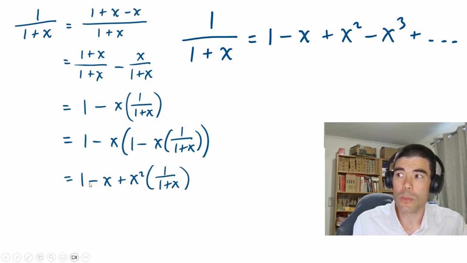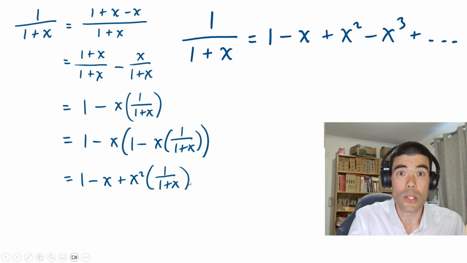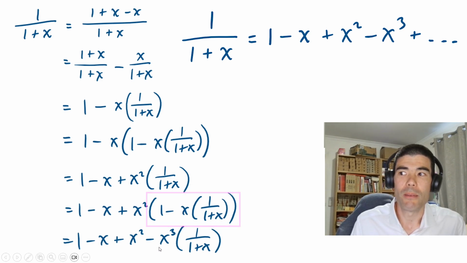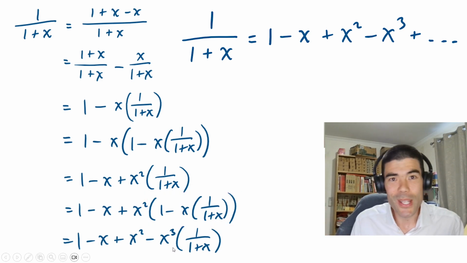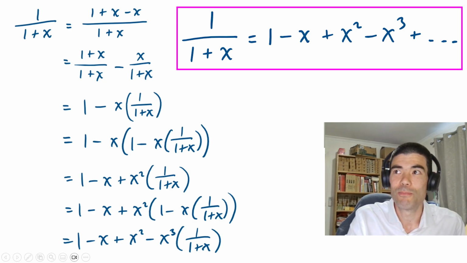We expand the brackets, we get 1 minus x plus x squared. And you might be able to see where this is going. We can do the same trick again, replace 1 over 1 plus x. And we get 1 minus x plus x squared minus x cubed. And you can see we can keep on doing that again and again forever. And we're going to get to this infinite series here. So how clever is that?